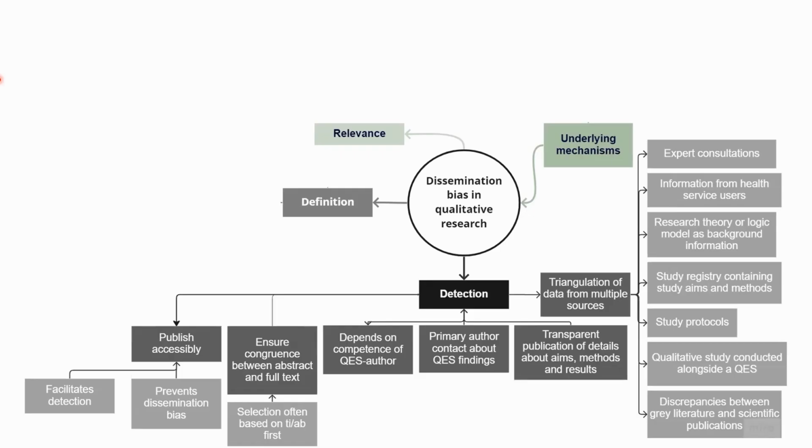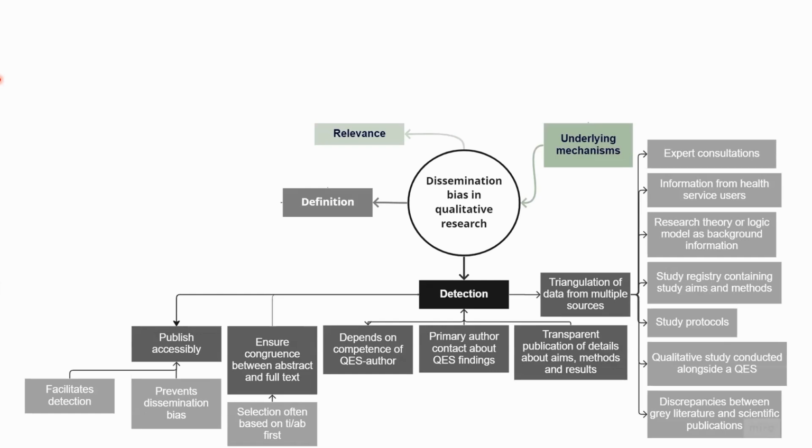In a few instances, qualitative studies might be registered and have information about the study aim and methods we could look at in order to understand whether there's any difference between the information in the registry and the published study. The same goes for study protocols. Some might be published and therefore serve as good background information.